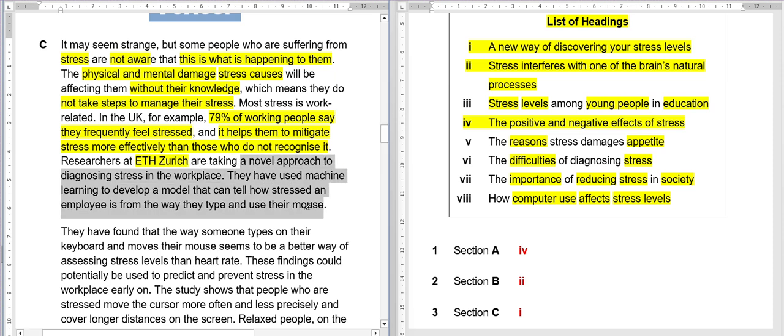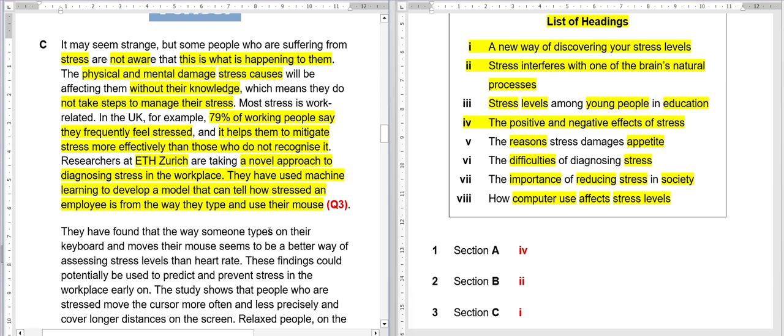A novel approach. So what does novel mean? Novel means new. So this is a new approach, obviously. And what is the new approach? Now they can tell how stressed the employee is by the way they type and use their mouse. So this is a new approach. Novel means new. If you feel novelty in something because of the newness of the thing, you are attracted to it.